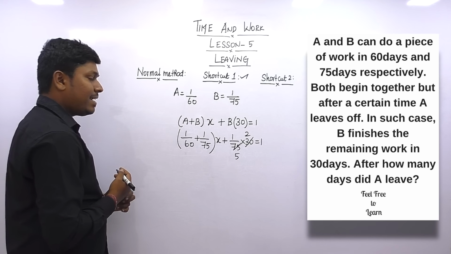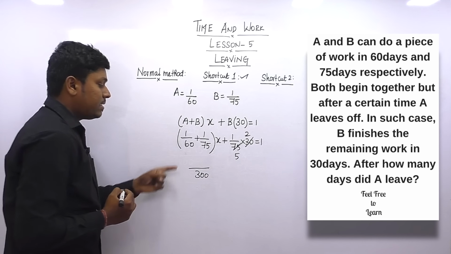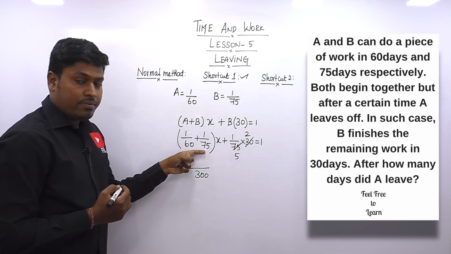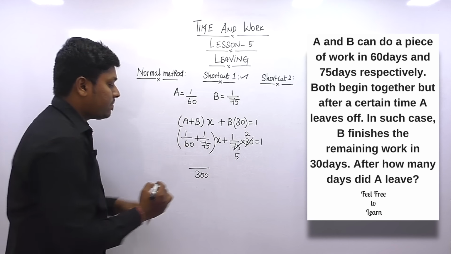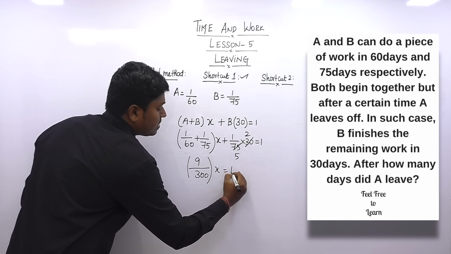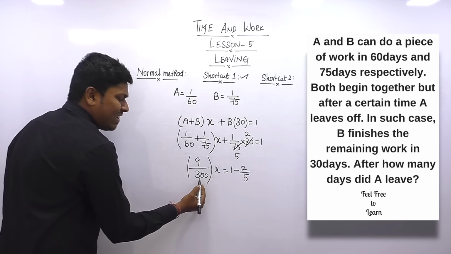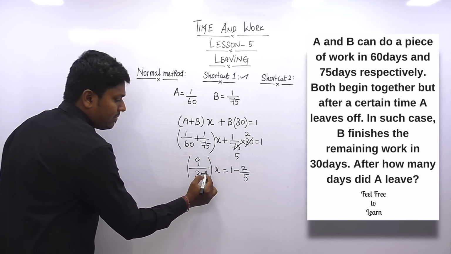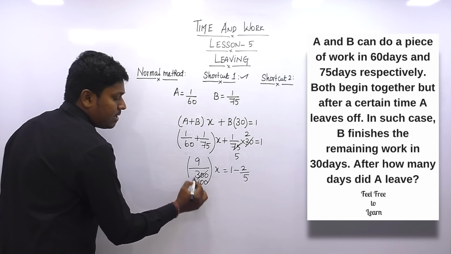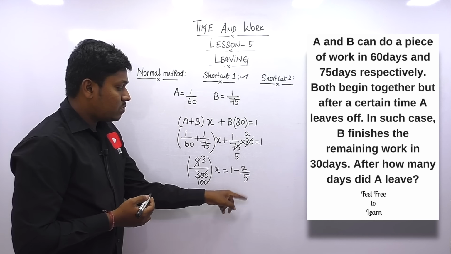I think we can take an LCM as 300. So when you take LCM as 300, 60 5s are 300, 75 4s are 300. So 5 plus 4, numerator will be 9. So 9 by 300x is equal to 1 minus 2 by 5. So 9, I think we can cancel this on 3 table. When you cancel this on 3 table, this becomes 100. When you cancel this, it becomes 3, right? So 5 minus 2 will be 3 by 5.